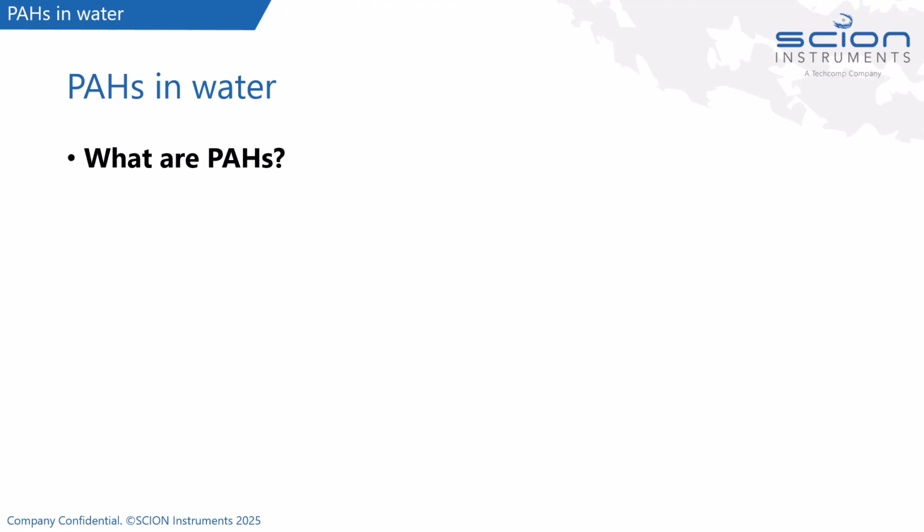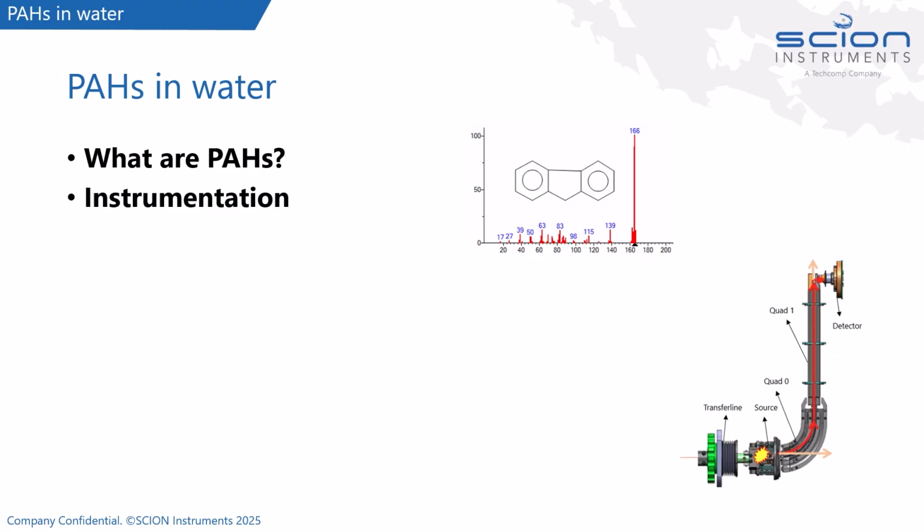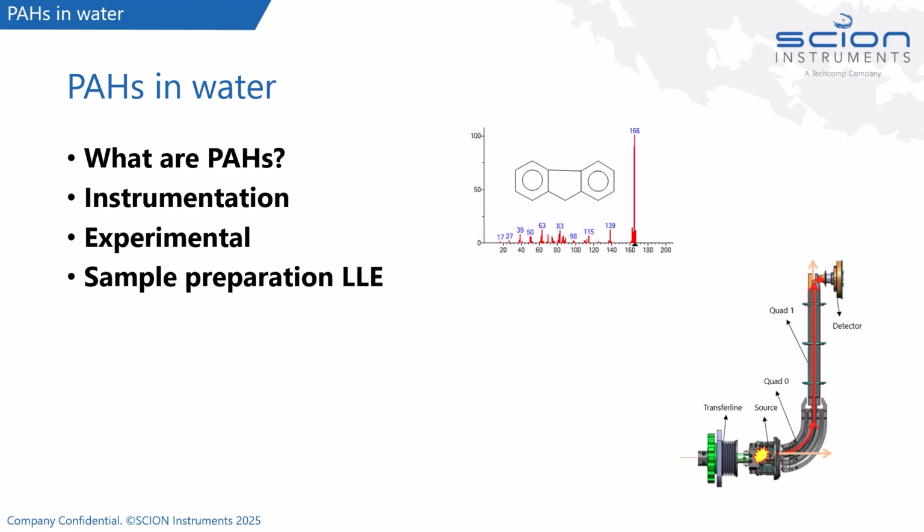PAHs in water. The first thing we're going to talk about is what are PAHs? Here you can see an example of a PAH I found in MS Workstation with our NIST library search tool. Then we're going to talk about the instrumentation. So here you can see the inside of our MS. The compounds first go to the transfer line, then to the source, then to the quad 0, the quad 1, and then to the detector. Then we're going to talk about the experimental side: the sample preparation, we did sample preparation with liquid-liquid extraction, the results, and the conclusion.